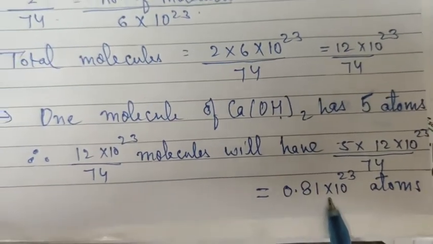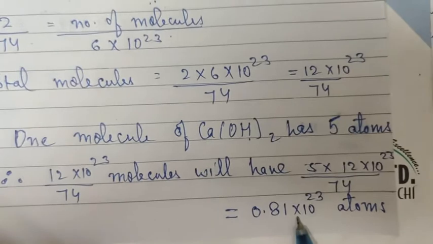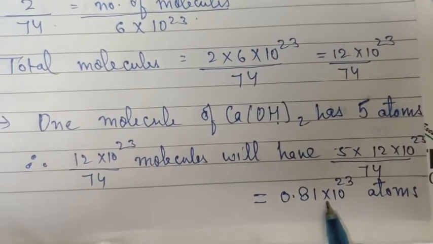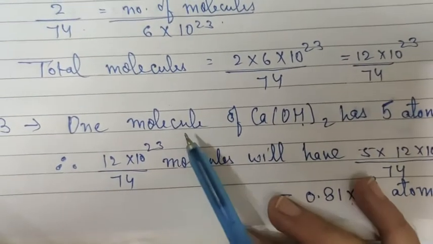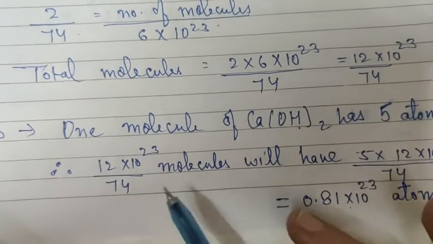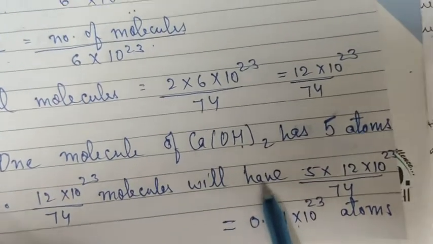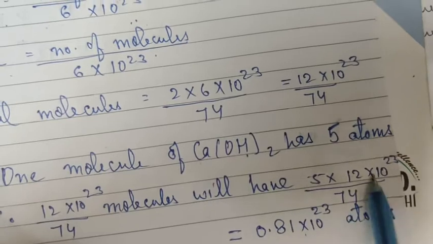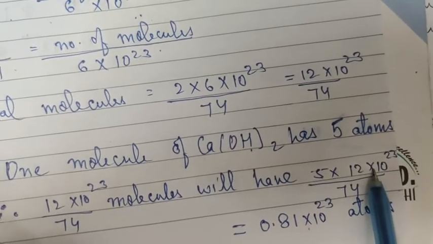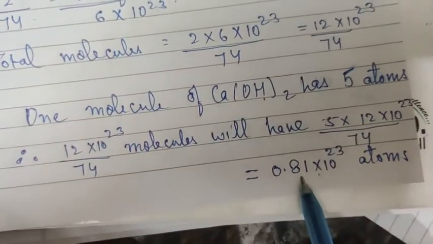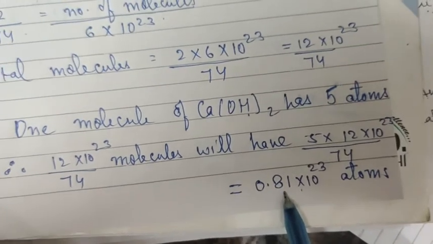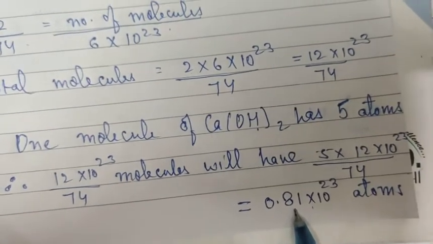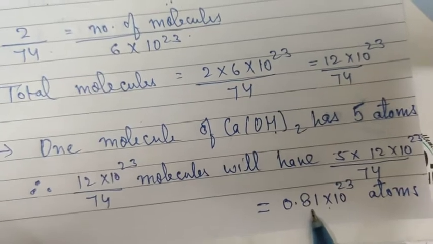So as I have written the sentence here, one molecule of calcium hydroxide has 5 atoms. Therefore 12 into 10 raised to the power 23 upon 74 molecules will have this. The 5 is multiplied with the number of molecules, and you'll get the final answer as 0.81 into 10 raised to the power 23 atoms. So I hope the numerical is clear to you.